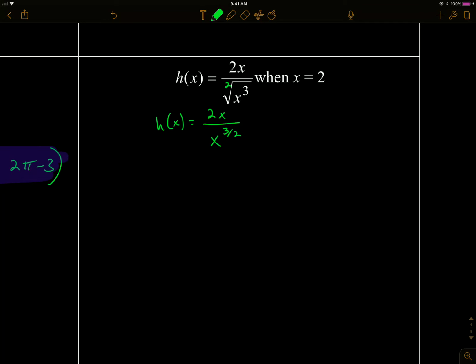I wanted to plug 2 in. So I will get 4 over the square root of 8. The square root of 8 simplifies to what? 2 times the square root of 2. So I end up getting 2 over root 2. And then if we want to simplify it, or I should say rationalize it, you would get 2 root 2 over 2, which would just be, what, root 2, I think? Is that right? Yeah. So that's my point of tangency. The x value was 2, and the y value was root 2.